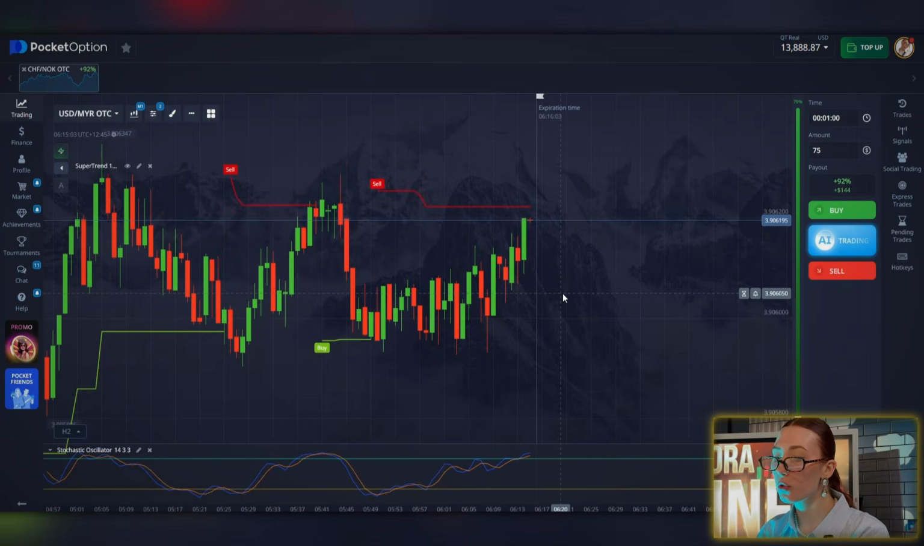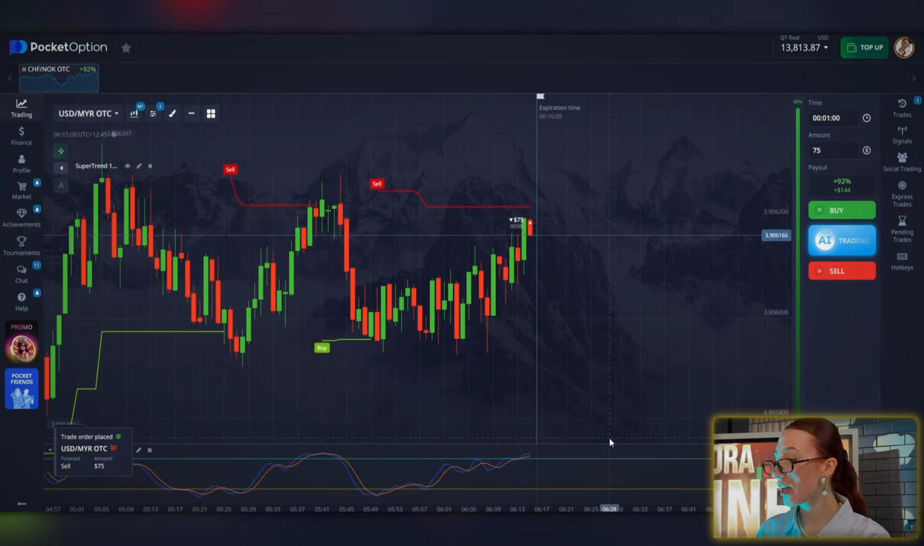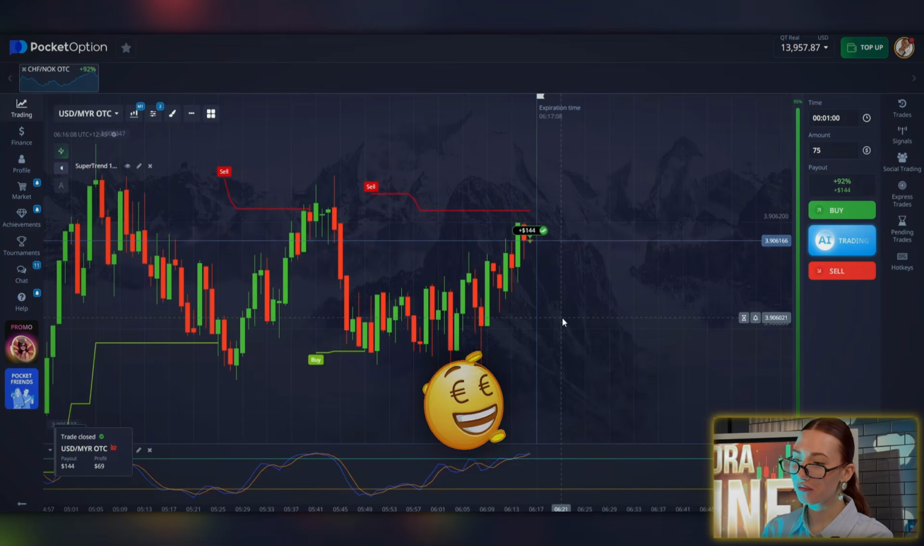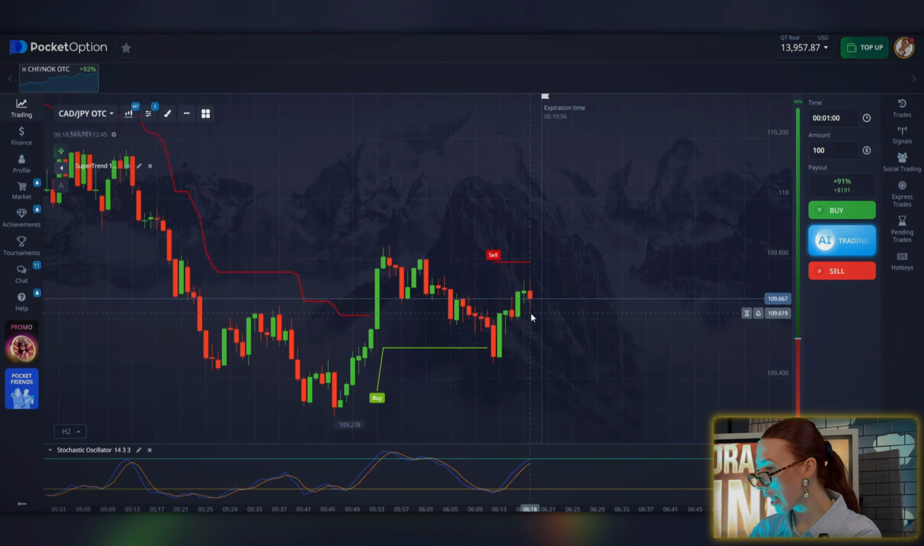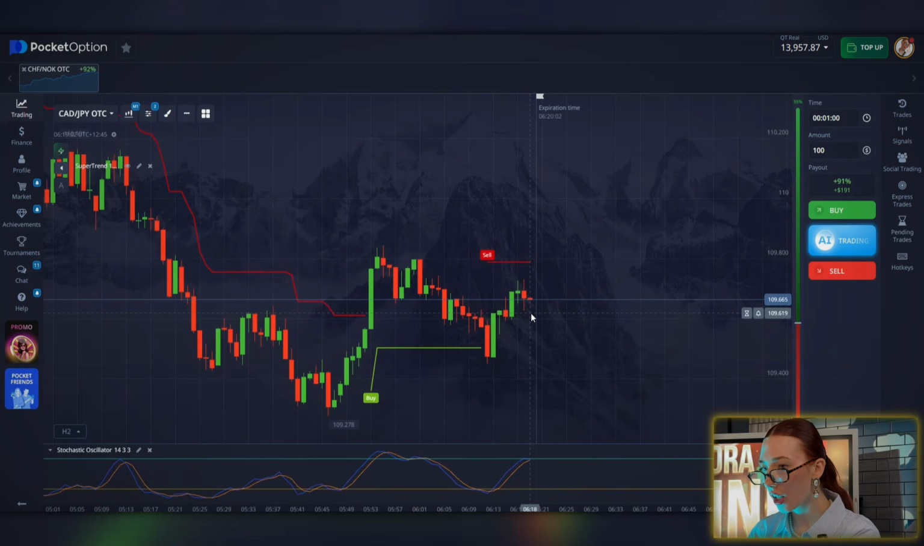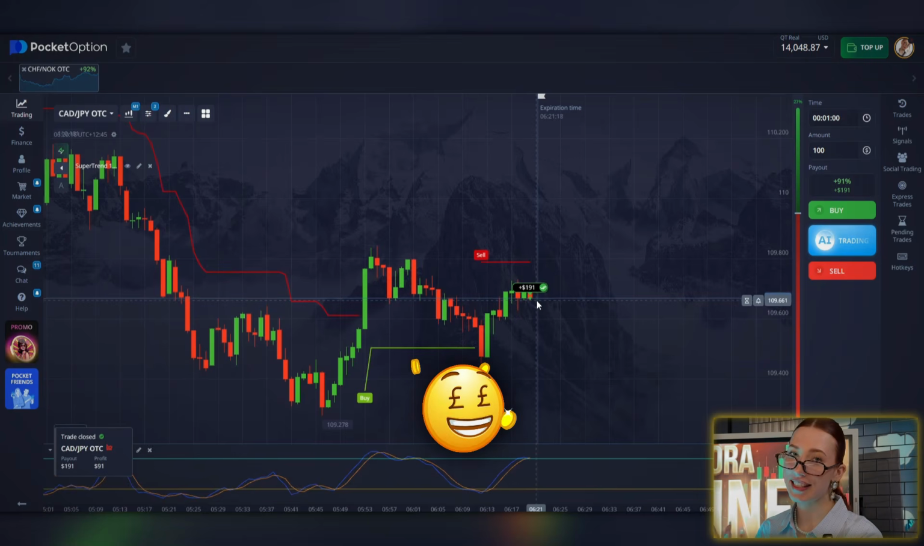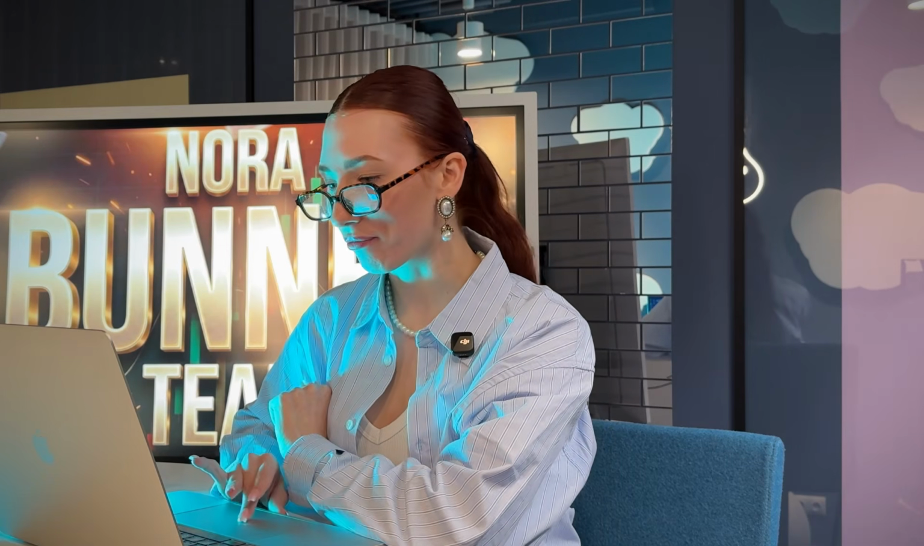And now we switch to USD MUR, and here is an ideal situation for a sell trade. Third win for today, we are doing pretty good. Now I think I will increase our trade amount to 100, and we are waiting for the exact moment. I believe it will happen soon. And here it goes, another sell trade. And the deal closes profitably again. That's our fourth profitable trade for today.